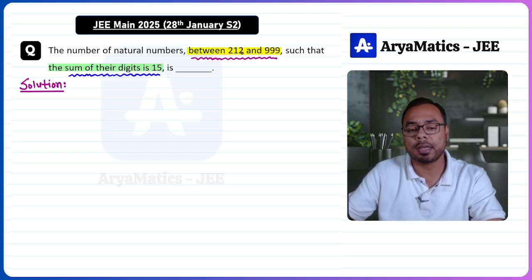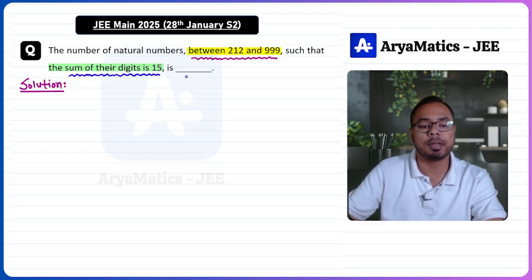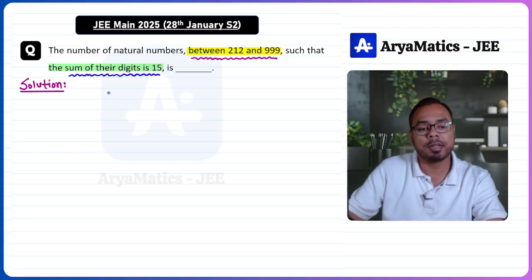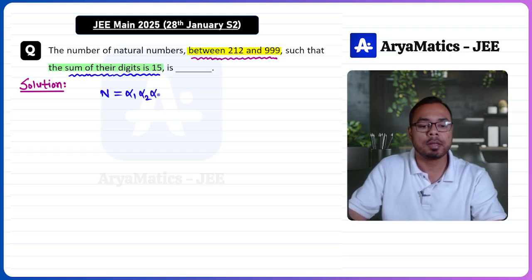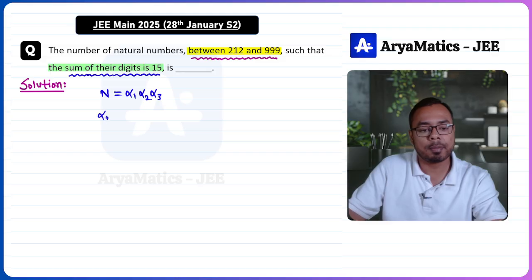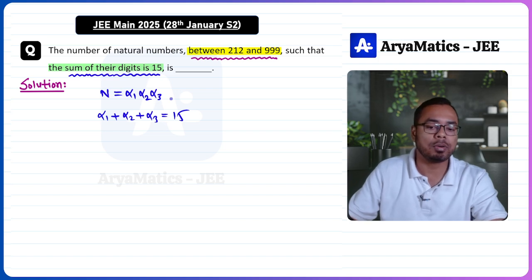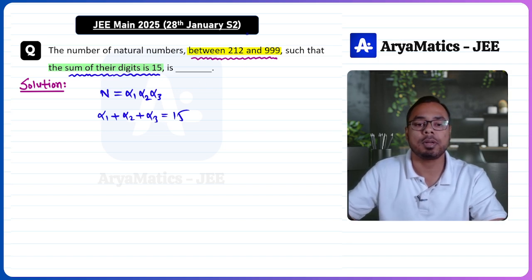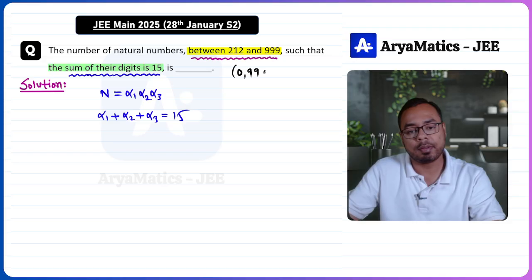So first observation: any number in this interval will be a 3-digit number. So let us say we have the 3-digit number n. On the 100s place we have alpha 1, on the 10s place we have alpha 2, and on the units place we have alpha 3. So the condition is that alpha 1 plus alpha 2 plus alpha 3 must be 15. Now here, first we'll calculate all the numbers from 0 up to 999, and then we'll remove those numbers which are not satisfying this condition.